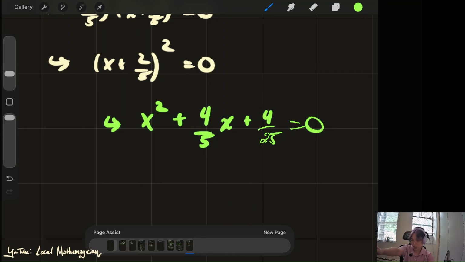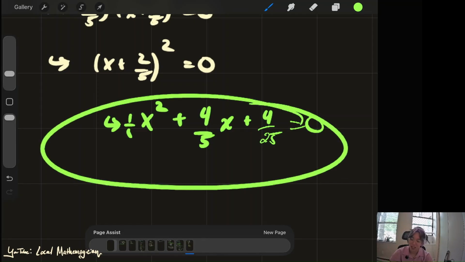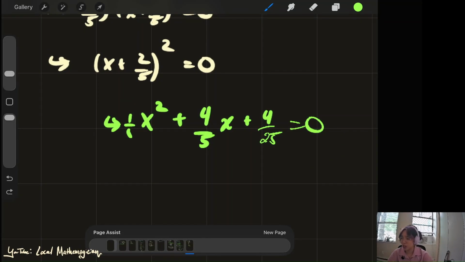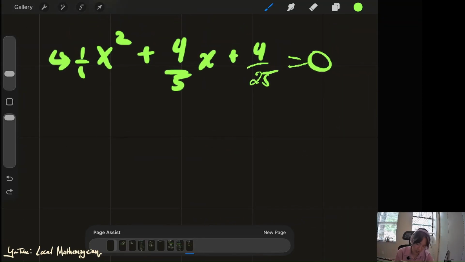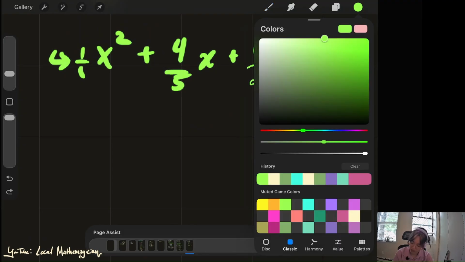What is the GCF? Let's try that again. What is a number you can multiply to all of these and get rid of all their denominators in one fell swoop? If you said 25, you would be right. Multiply everything by 25, watch this.